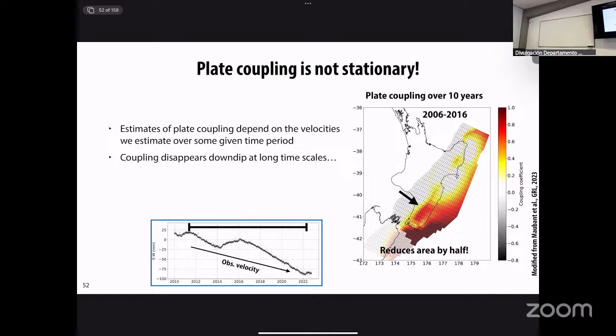So getting this right and understanding what we're measuring when we're estimating a velocity that will then inform our inversion for plate coupling is important. And so we have questions about what's actually happening when this is wiggling back and forth.